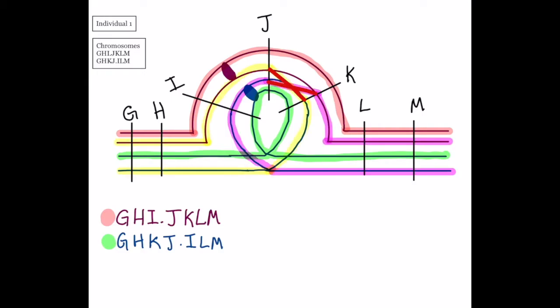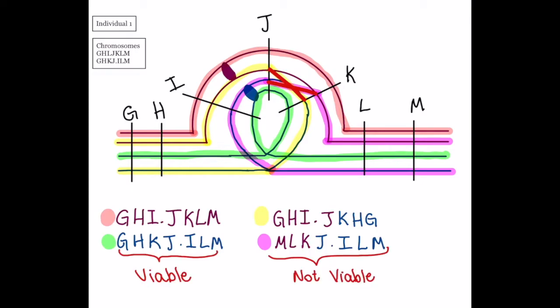The yellow and purple chromatids will be affected by the crossover. The gametes produced will be GHI centromere JKHG for yellow and MLKJ centromere ILM for purple. These last two gametes have genes that show up twice in the same chromosome, so they're not viable.